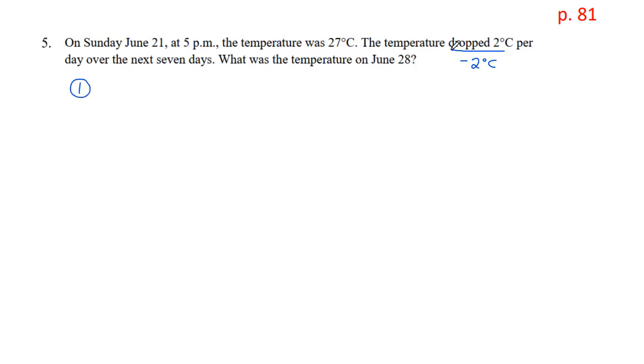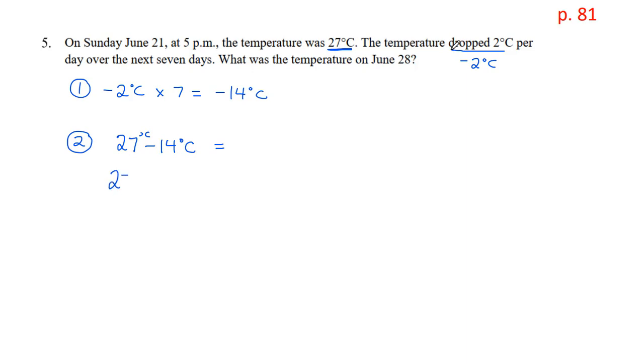So our first step is to determine what that temperature change will be over 7 days. So we're going to take a -2 multiply that by 7 days to get a total drop of 14 degrees. And we know that on June 21st, we started at 27 degrees. So we are going to take 27 degrees and we're going to subtract the 14 degrees, showing that drop. And this is degrees Celsius.